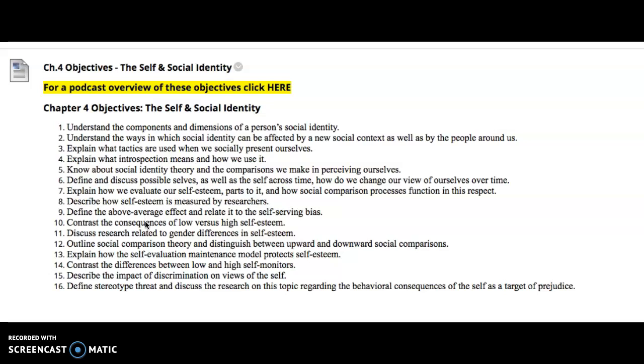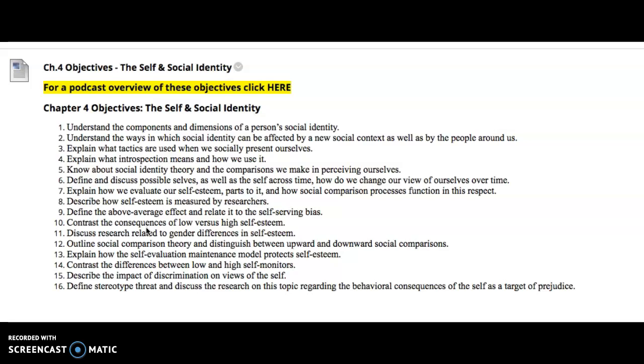Define the above average effect and relate it to the self-serving bias. What does it mean, the above average effect? And how does that relate to some of the biases that we have when it comes to how we look at ourselves and evaluate ourselves? We tend to have a self-serving bias. We want to regard ourselves in a favorable light. And so this above average effect lends itself to that favorable sort of bias we tend to have.